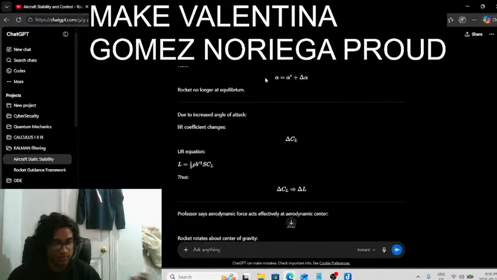Because there is now an increase in angle of attack, the lift coefficient C_L will change, meaning it will increase. So L is equal to half rho V squared S C_L. Instead of L, we're going to have delta L, which is half rho V squared S delta C_L. Everything else remains constant. The lift coefficient will change, and because it changes, the lift must change.